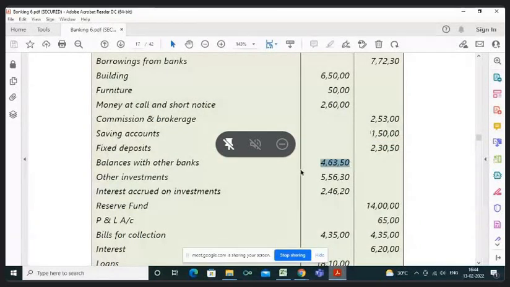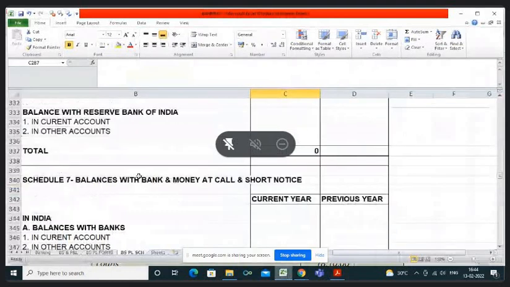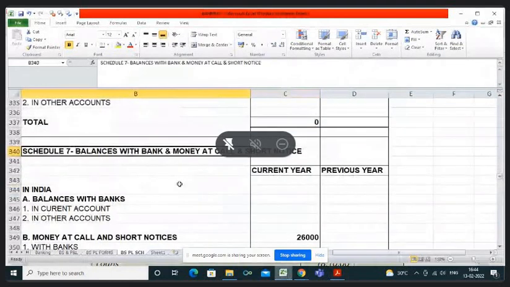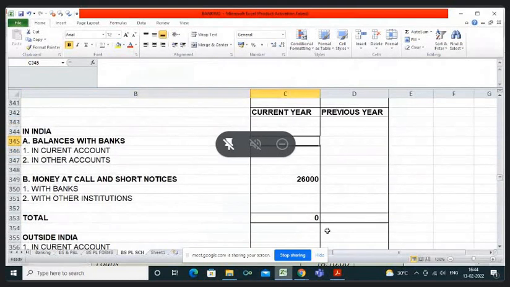Then fixed deposits we have. Again, it will be under the deposit schedule, 23050. So term deposits, but we don't have the breakup whether it is from banks or whether it is from others. So we'll straight away put it under term deposits, 23050.